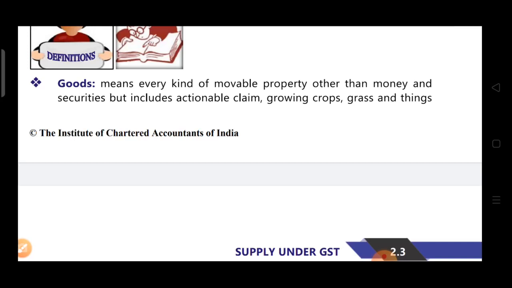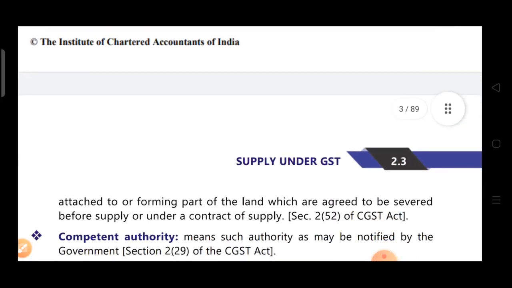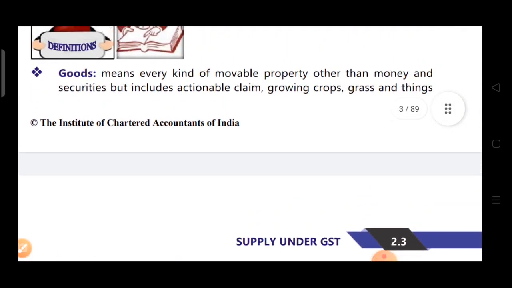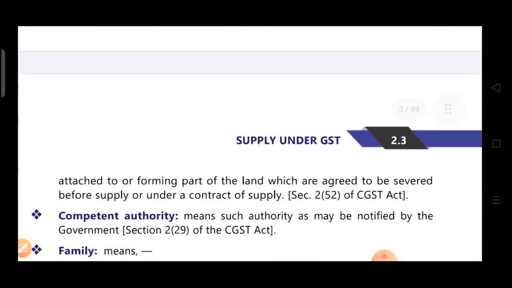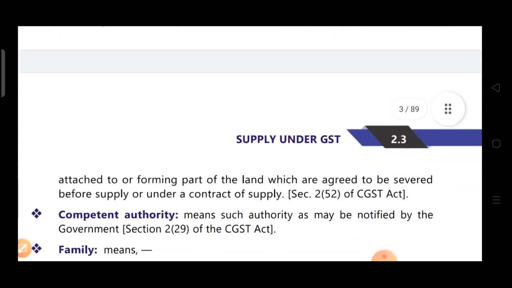Then growing crops and grass and things attached to or forming part of the land are included in the definition of goods only when they are agreed to be severed. Severed means when they are agreed to be cut off before supply or under a contract of supply. If that condition is there, then only is it included in the definition of goods.